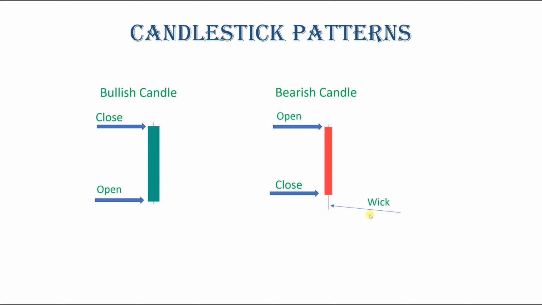And this is called a wick. Why is it called a wick? The bears try to push the price from 50 to 20 rupees. That is the low of the candle. So this is how a bearish candle is formed. Before going to the candlestick patterns, we need to understand how the bullish and the bearish candle are formed, so it will be easy for us to understand and read the charts accordingly.